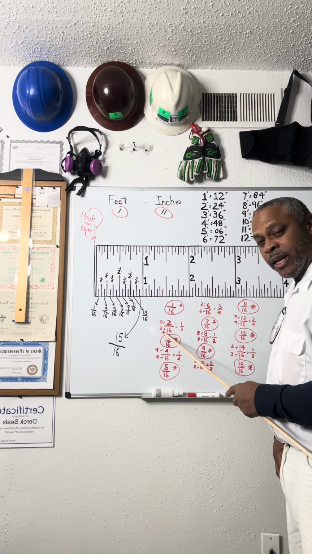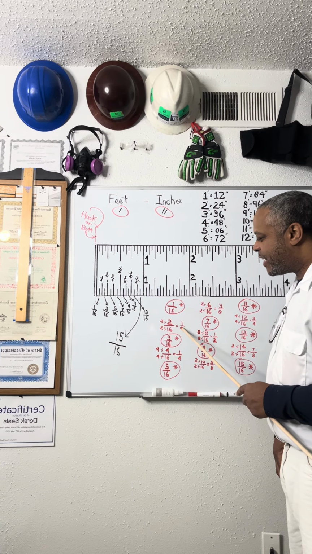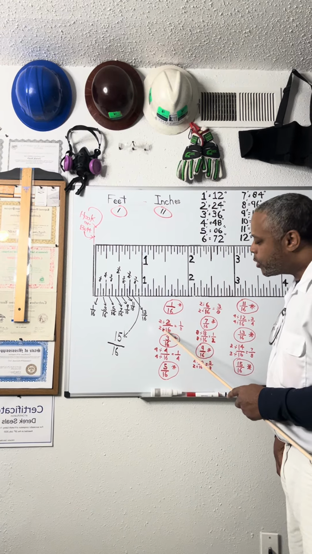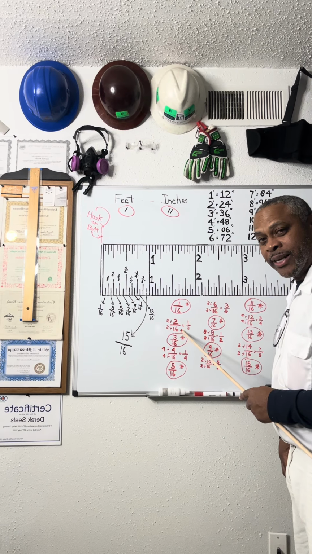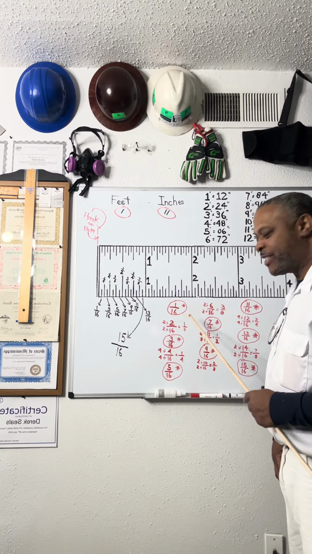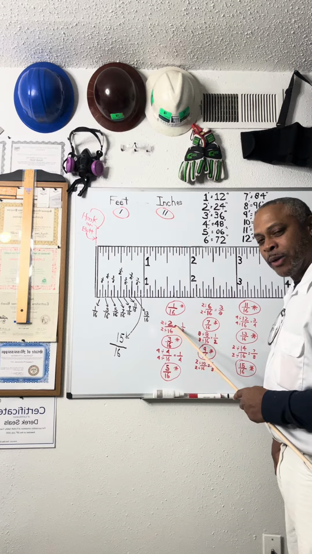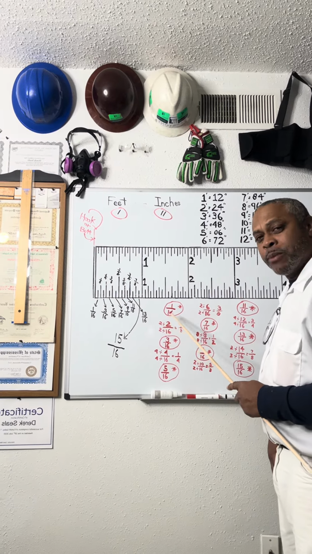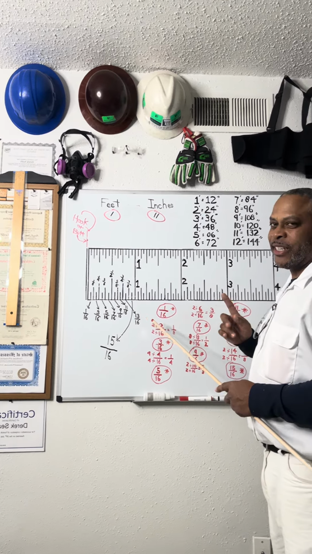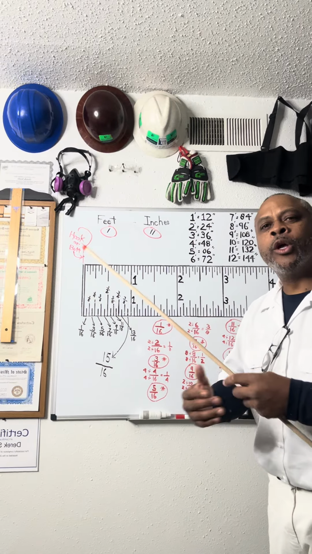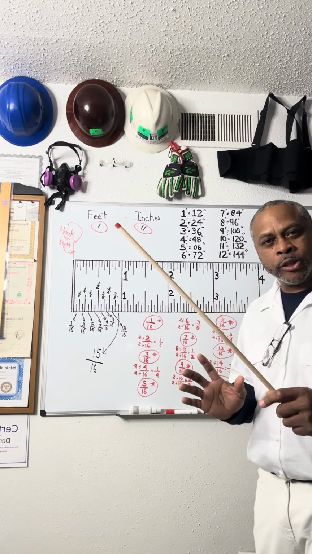16 divided by 2 is 8. But 2 times 8 is 16. 2 divided by 2 is 1. But 2 times 1 is 2. So division and multiplication work hand in glove with each other.